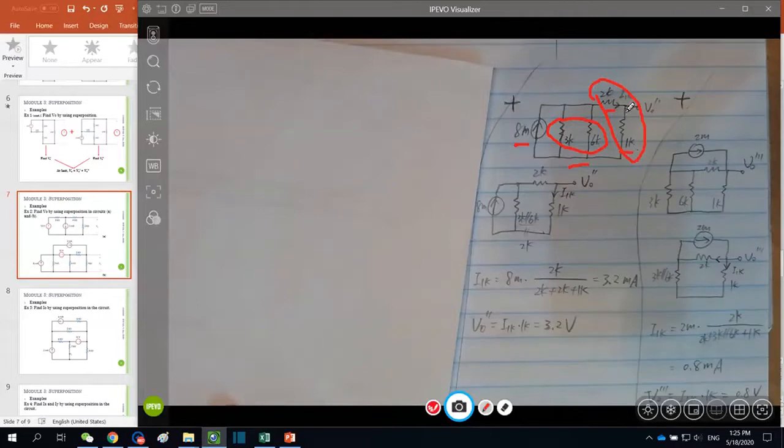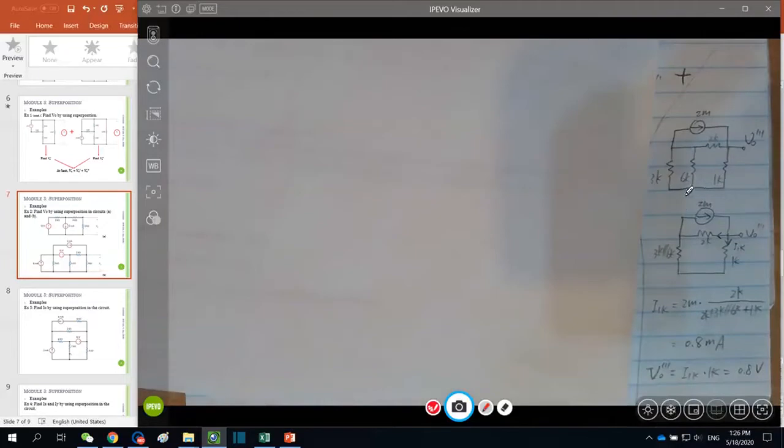So the current flowing through the 1 kilo ohm is downwards, and then follow this current divider. And then V naught double prime, again based on Ohm's law, equals 3.2 volt. The contribution out of this 8 milliampere independent current source individually.